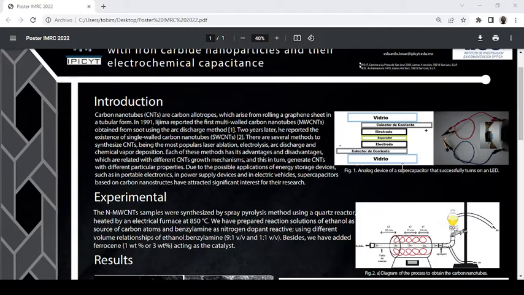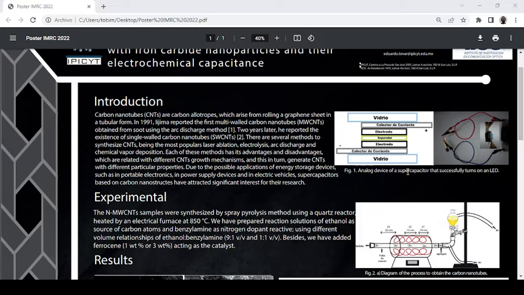Currently, there are several methods for synthesizing carbon nanotubes, with the most popular being laser ablation, electrolysis, arc discharge, and chemical vapor deposition. Each of these methods has its advantages and disadvantages, which are related to the different growth mechanisms of carbon nanotubes, and these in turn generate carbon nanotubes with different particular properties.